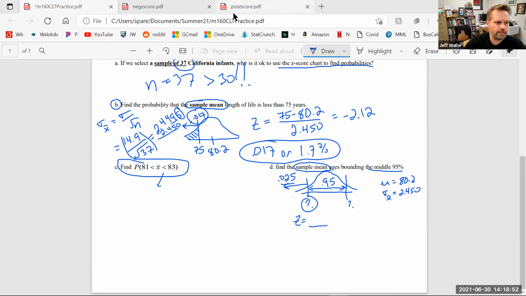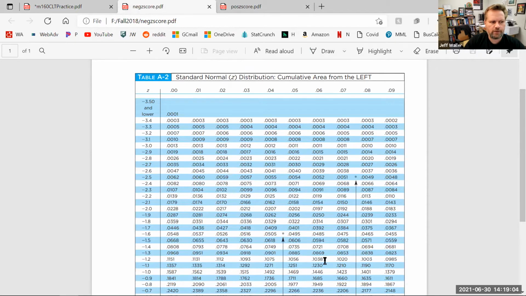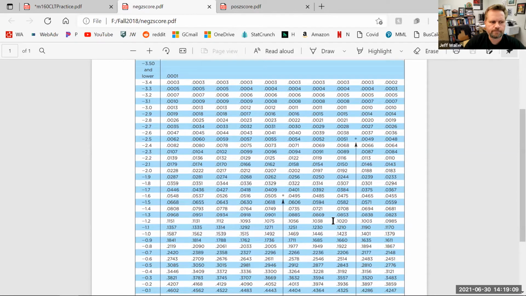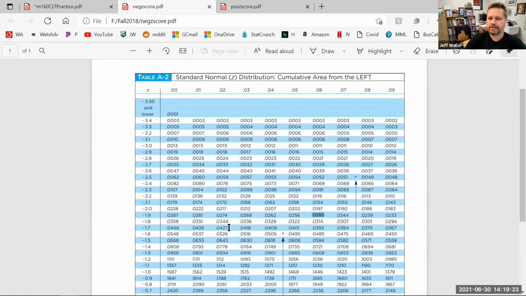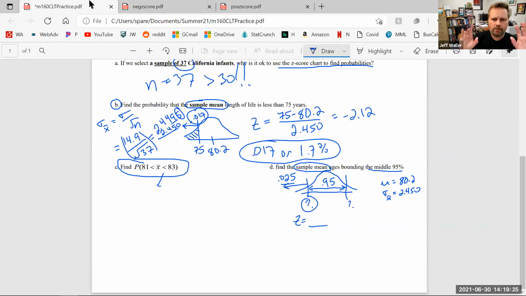All right, so let's look at this. Am I going to be looking at the positive z-score chart or the negative z-score chart? Negative, good. I can see visually this is below the mean. So I'm trying to find as close as I can to 0.025, right? In fact, you're going to find it exactly. You guys see it? Negative 1.96. Yeah, negative 1.96. I love it. Now, is everybody okay with that, what just happened?